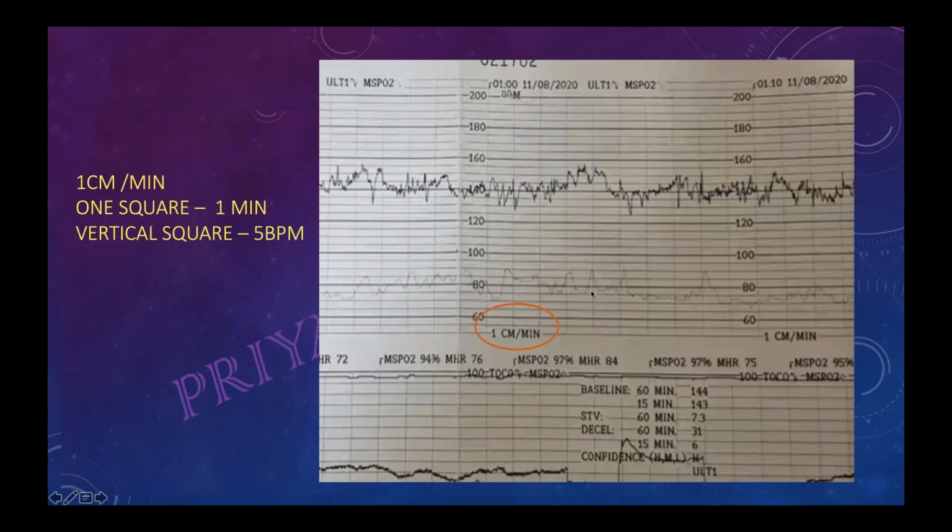In the exam you will get only one trace, but if you find two traces, there will be a mark on this side. Either it will be marked maternal pulse, or they will mark it fetus 1 or fetus 2. Then in that situation you will be able to identify it. But this appears to be maternal pulse, because it is 80. It cannot be twin, so it is maternal pulse.